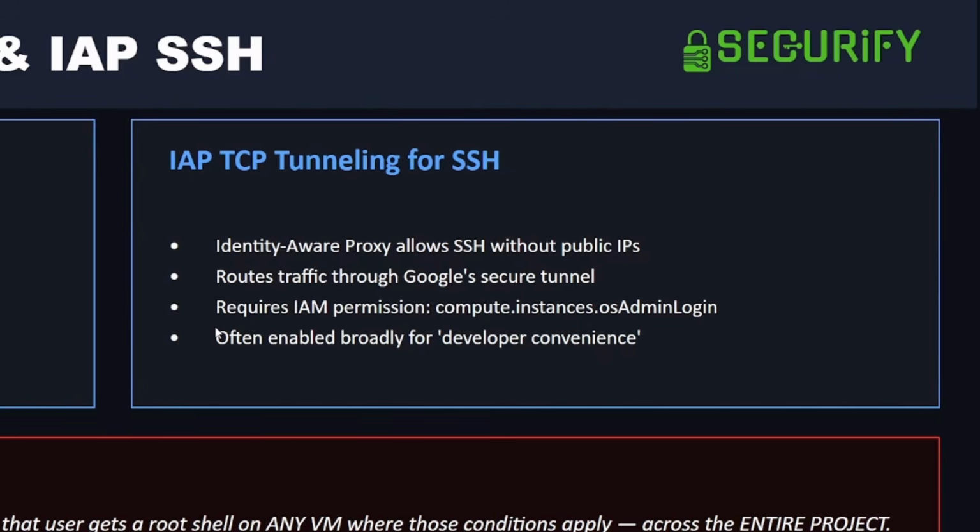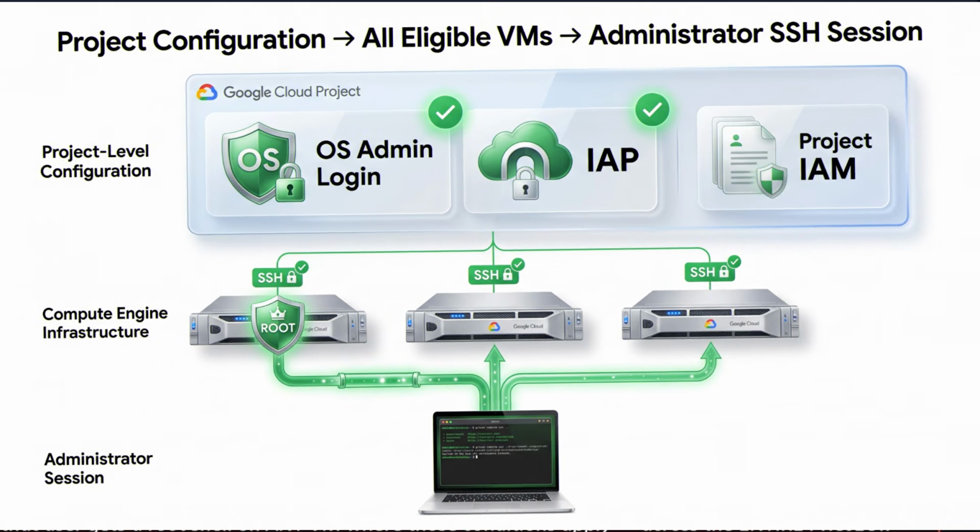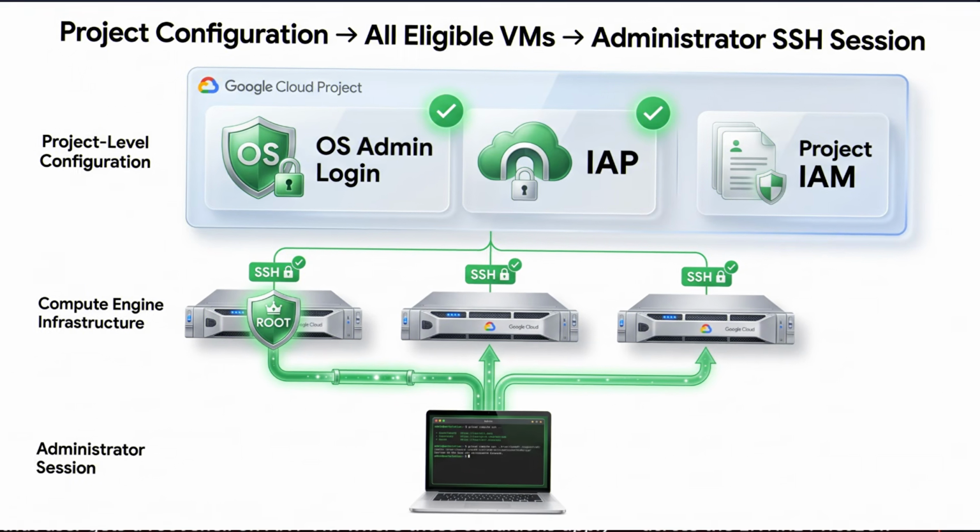From a security standpoint, IAP tunneling is actually a great idea. It eliminates the need to expose the SSH port publicly. The problem is that teams often enable it broadly for developer convenience without realizing what IAM role they have actually granted.